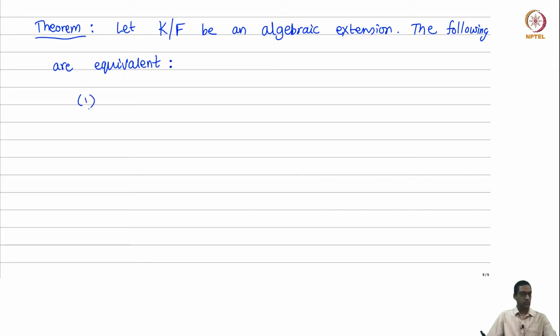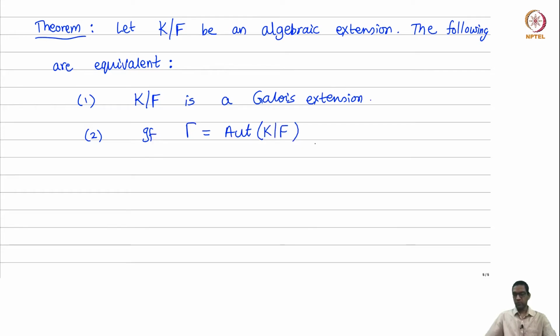Property 1, that K over F is a Galois extension. Property 2, if gamma denotes the group Aut K over F, the F automorphisms of K, then the fixed field of gamma is exactly F.